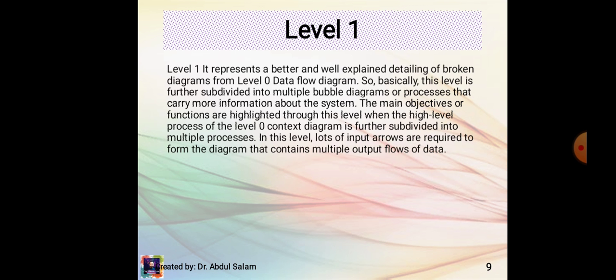Level 1. It represents a better and well explained detailing of broken diagrams from the level 0 data flow diagram. Basically, this level is further subdivided into multiple bubble diagrams or processes that carry more information about the system. The main objectives or functions are highlighted through this level when the high level process of the level 0 context diagram is further subdivided into multiple processes.